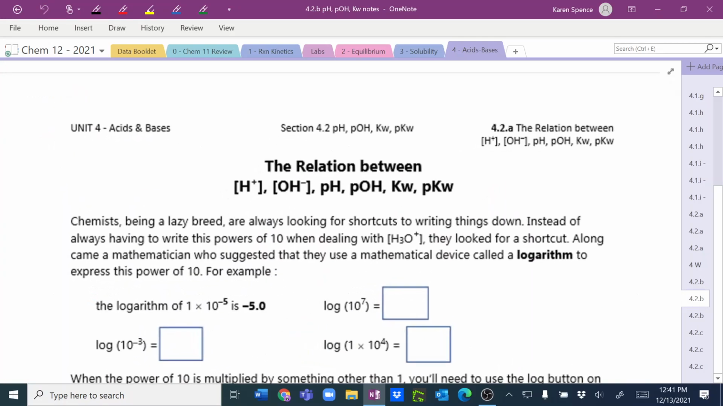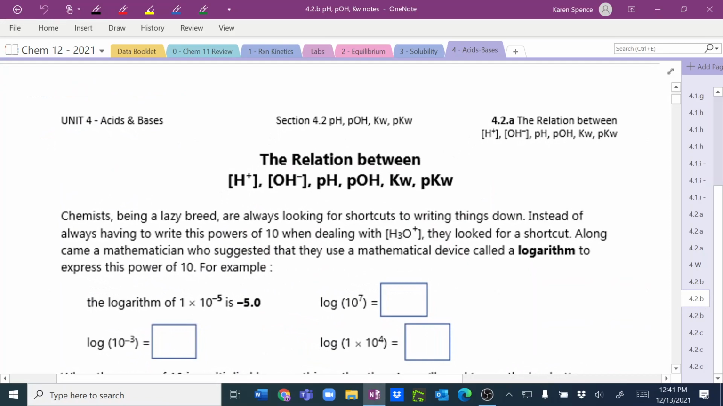And unfortunately, I think I labeled it 4.2a at the top, so you can cross that out. And that is 4.2b, the relation between hydrogen, hydroxide, pH, pOH, Kw, pKw. And some of this you know already from 4.2a, but we're going to really focus in on the math part.